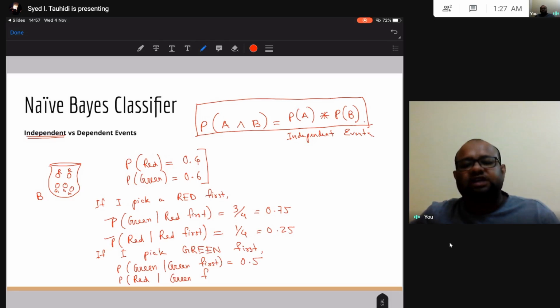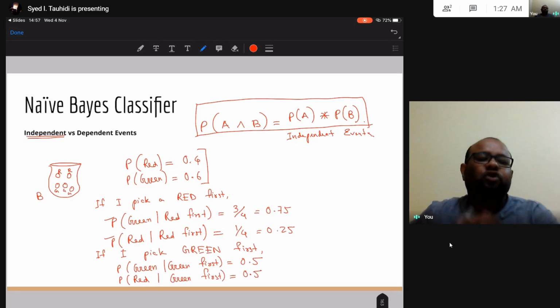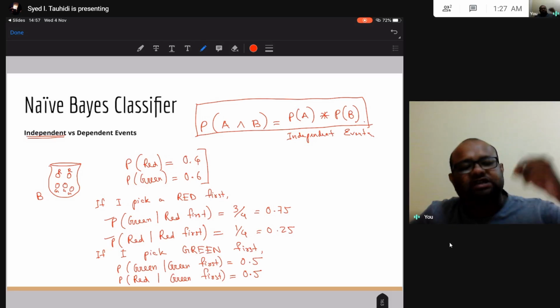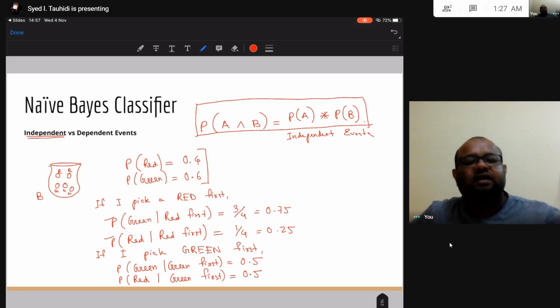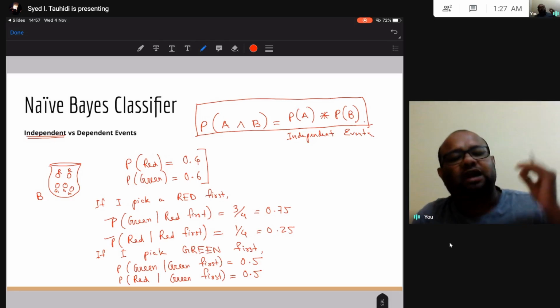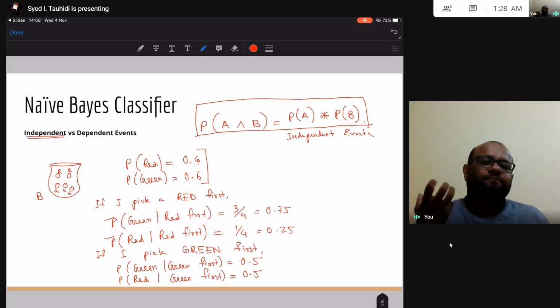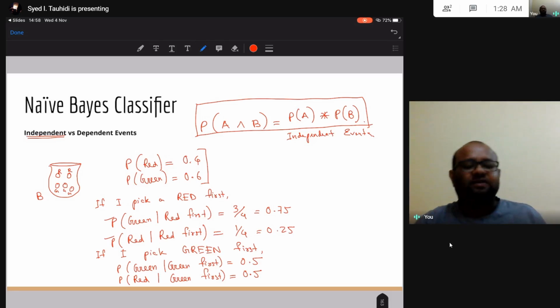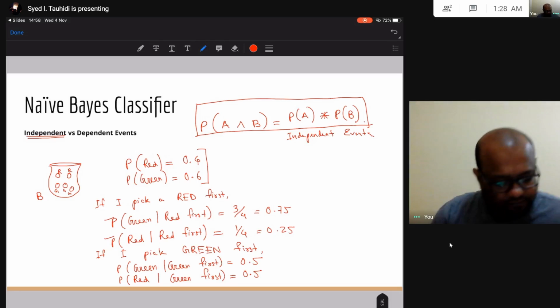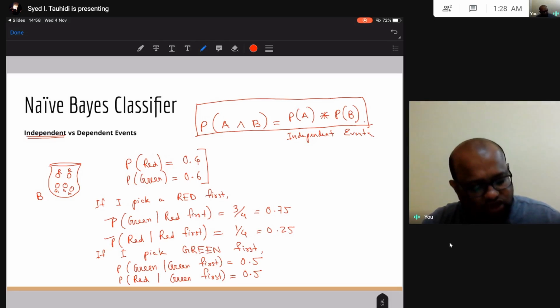So see, the probability of whether I am going to pick a green or a red, the probability of me picking a red the second time, is going to change depending on what I picked the first time. So this event of picking marbles, first and second, they are dependent on one another. The probability of my second trial is going to change depending on what I did in the first trial. Now say I have to find the joint probability.